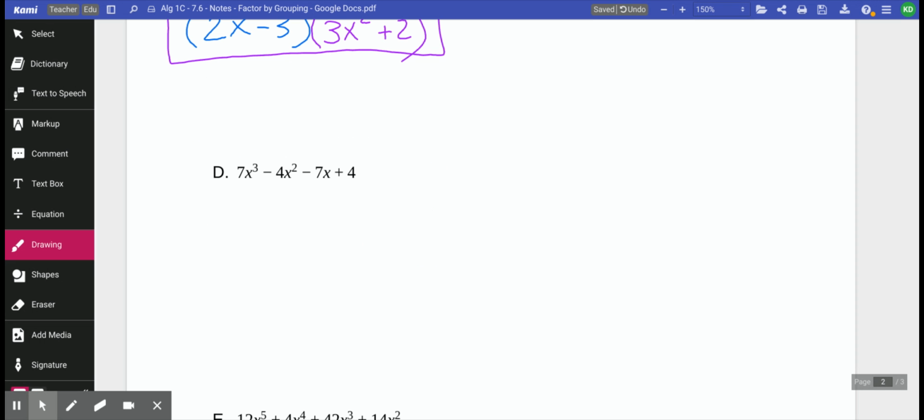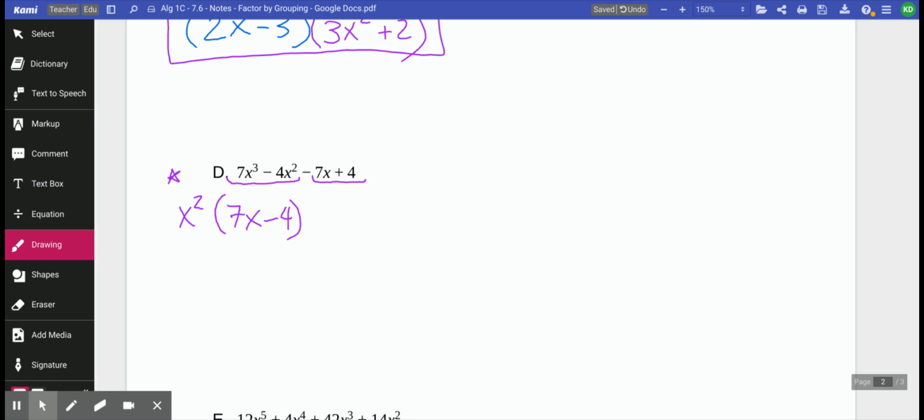Okay. Example D, same idea, right? 7x to the third minus 4x squared minus 7x plus 4. So 7 and 4 obviously don't have any factors in common, so all I'm going to be able to factor out here is the x's. So I'm going to factor out x squared, leaving 7x minus 4, right? I just took out 2 x's from each term.